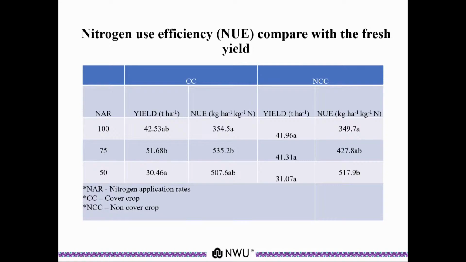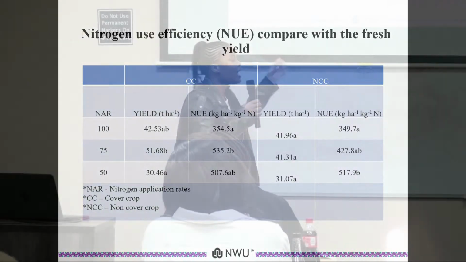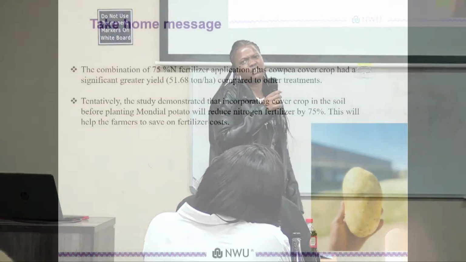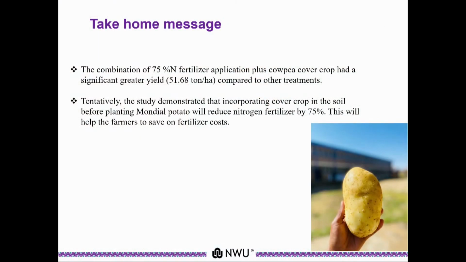So we had to run the stats for that, and then we saw that the cover crop played a significant role in improving the nitrogen use efficiency of the moderate fertilizer application. With that being said, we then concluded this is just a preliminary study. We are going to run again the next trial.